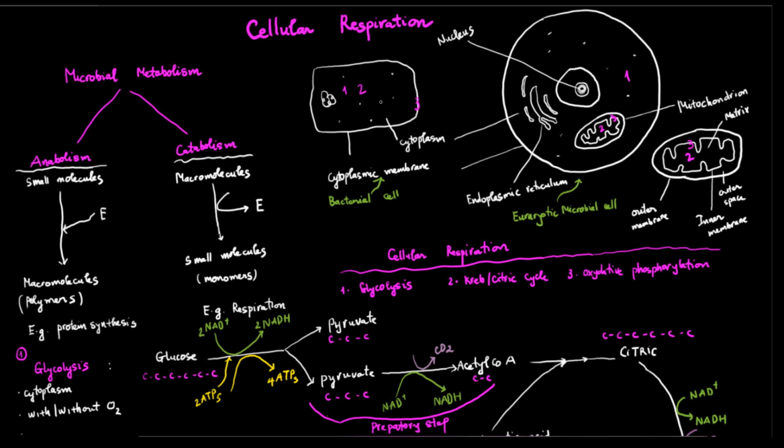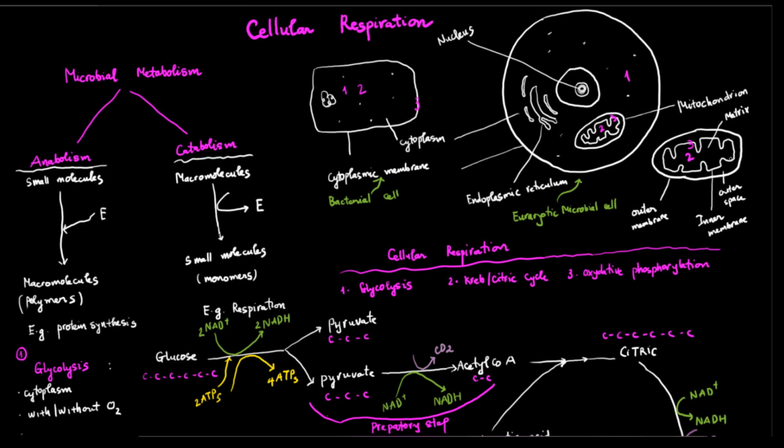Now we move to microbial cell structures. One of the significant differences between bacterial cell and eukaryotic microbial cells is that bacterial cells do not have cell organelles, and of course they also do not have a nucleus. Eukaryotic microbial cells have a typical nucleus and a number of cell organelles. The important cell organelle in cellular respiration is mitochondria.